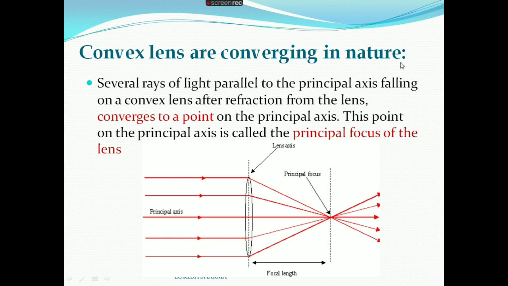Convex lenses are converging in nature because the parallel beam of light that falls on the convex lens parallel to its principal axis, after refraction from the lens, converges at the focus of the convex lens. Hence, convex lenses are called converging in nature, and they are used to concentrate the sunlight at a point.